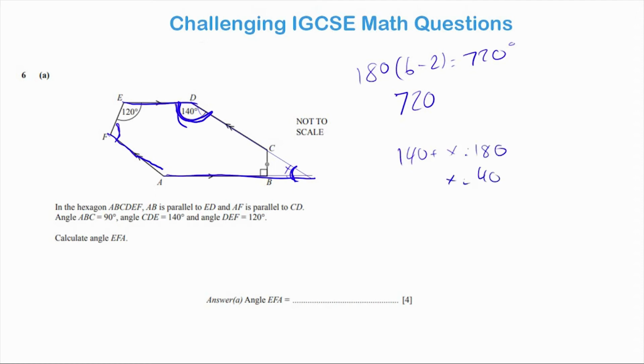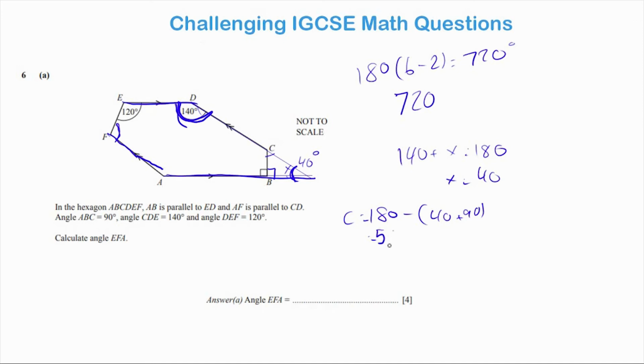So we know this angle is 40 degrees. We know this angle is 90, and we can find this angle. So 180 minus 40 plus 90 would give us this angle. I'll call it C. And that would give us 50.